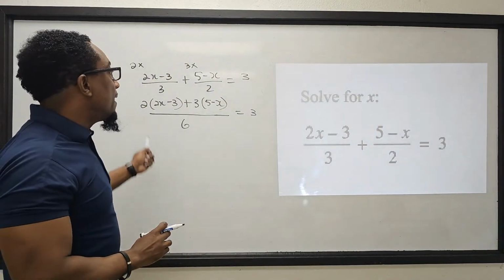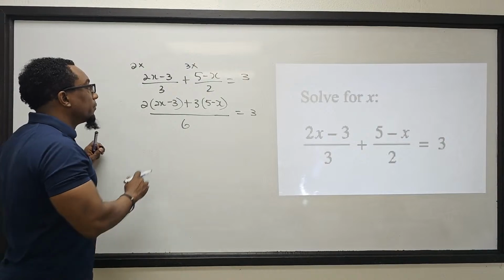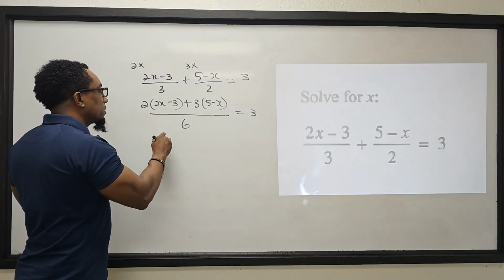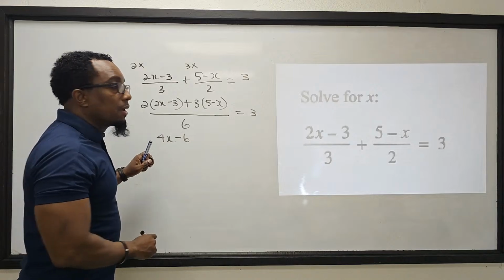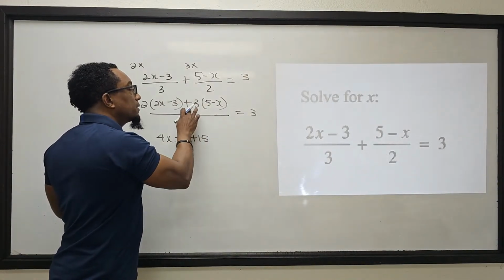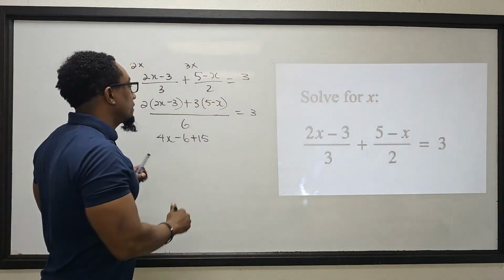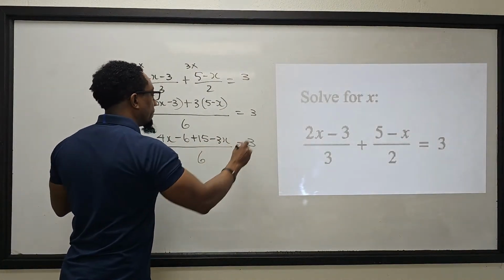Let me simplify what I have on the left hand side. So I'm going to remove my brackets. 2 by 2x is 4x. 2 by negative 3 is negative 6. Positive 3 by 5 is positive 15. Positive 3 by negative x is negative 3x. All over 6 is equal to 3.